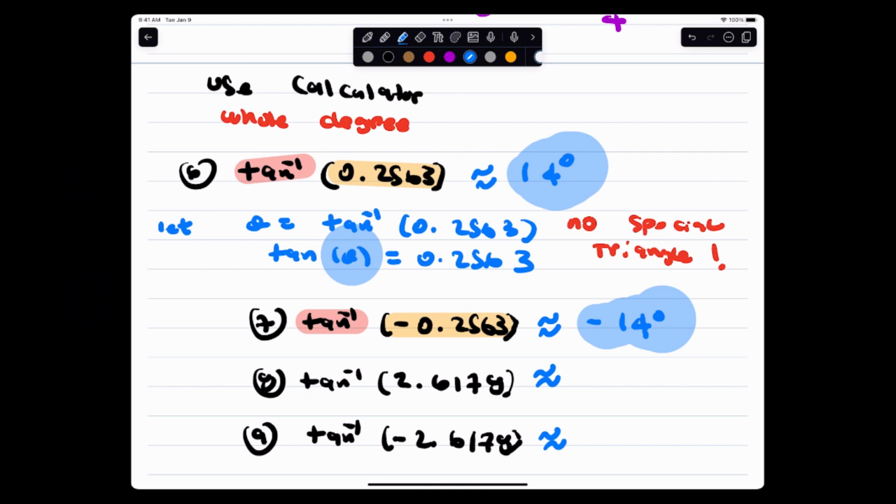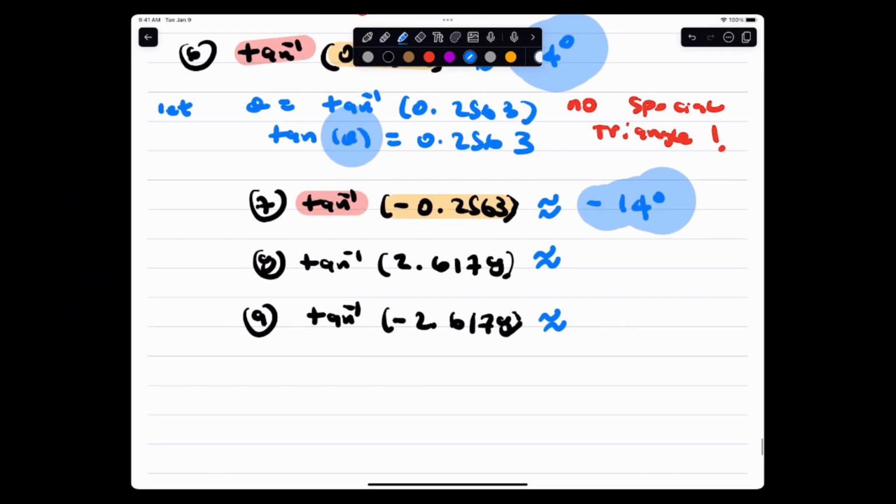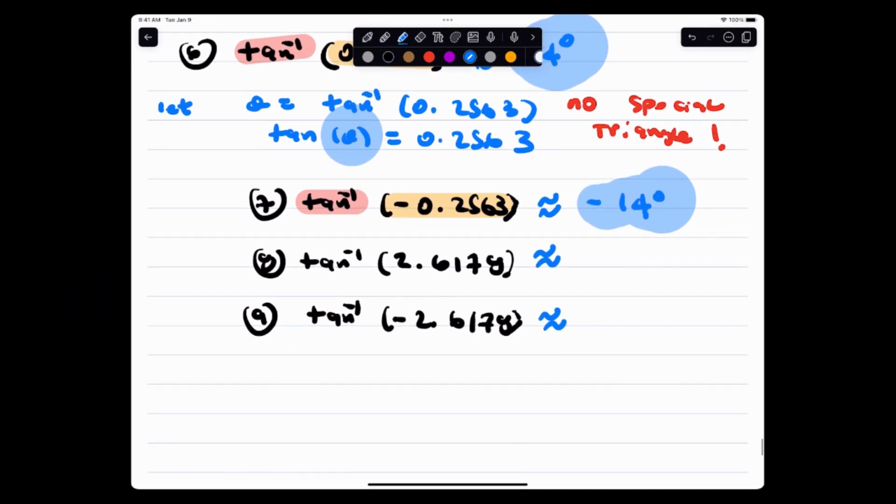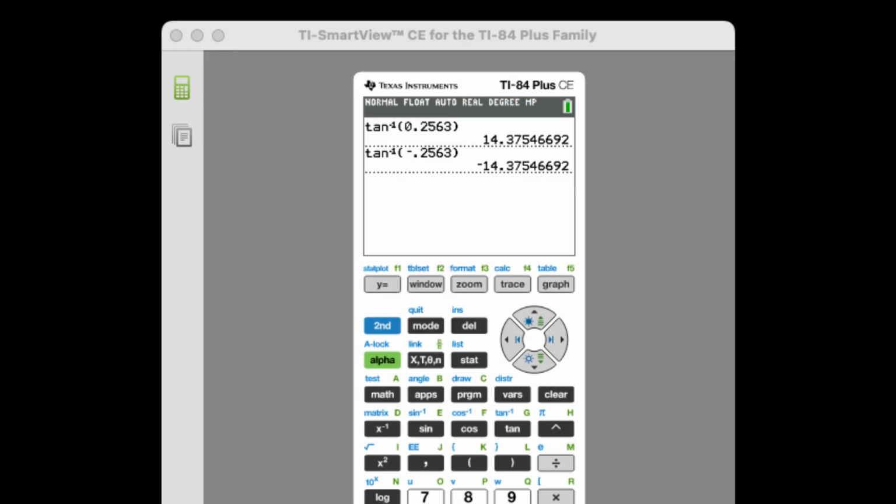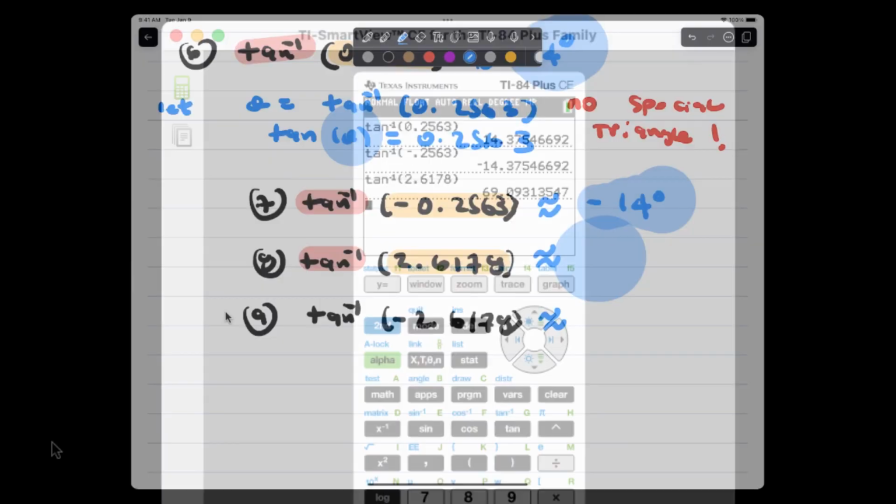Easy peasy lemon squeezy? Okay, now let's do this here. Inverse tangent of what? 2.6178. So, second inverse tangent 2.6178. Close that. And ladies and gentlemen, what's the angle now? That's 69 degrees. Is that true?